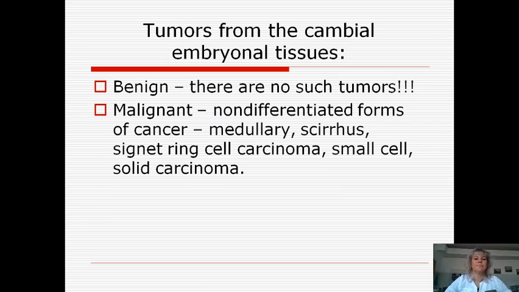And the last group, tumors from the cambial embryonal tissues. Cambial embryonal cells are atypical cells, that's young cells. As a result, benign tumors we can't see. There are no such tumors. We see only malignant and non-differentiated forms of cancer: medullary, soft, sclerotic with growth of connective tissue, signet ring cell carcinoma, small cell carcinoma, solid carcinoma.